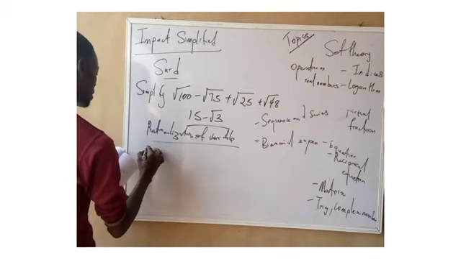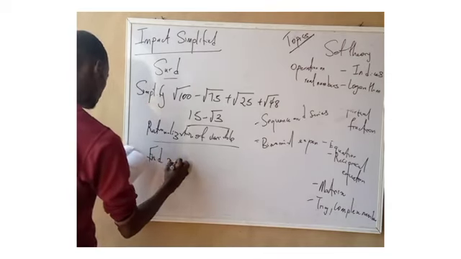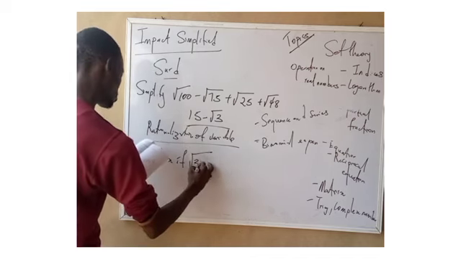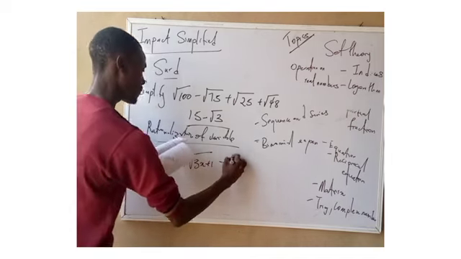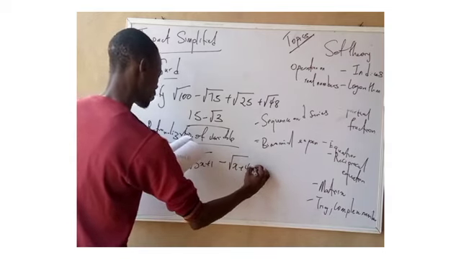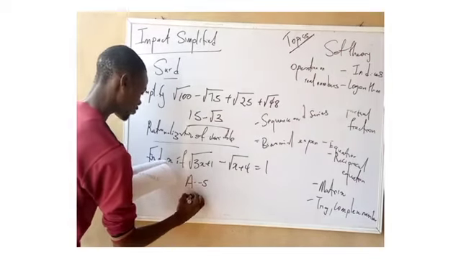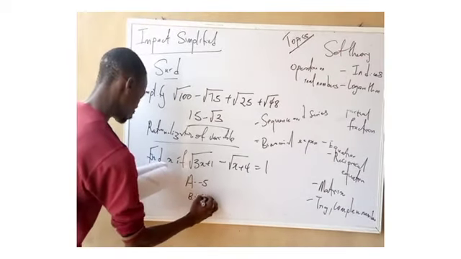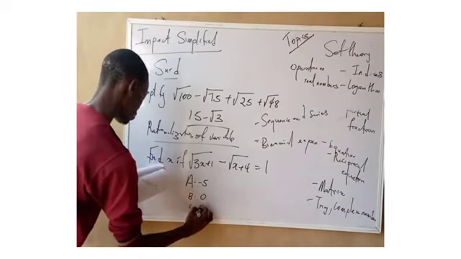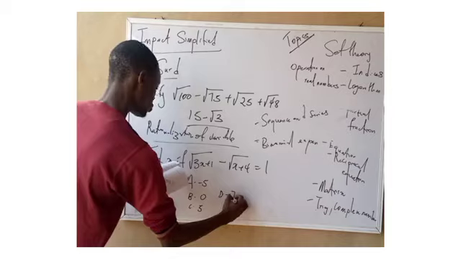Yes, last year they said find x if the square root of 3x plus 1 minus the square root of x plus 4 is equal to 1. They gave us option A to be minus 5, option B to be 0, option C to be 5, and option D to be minus 7.